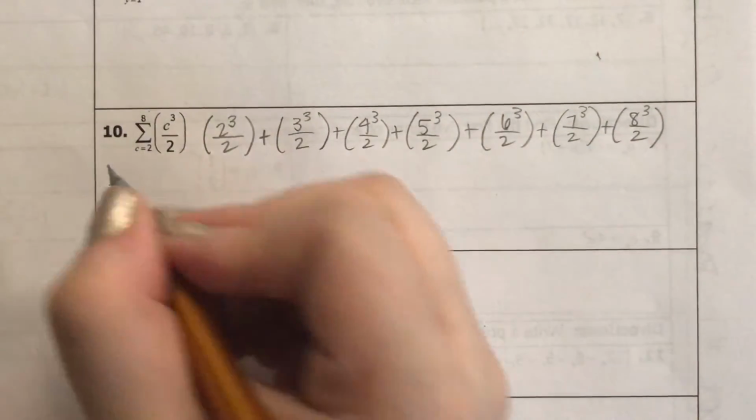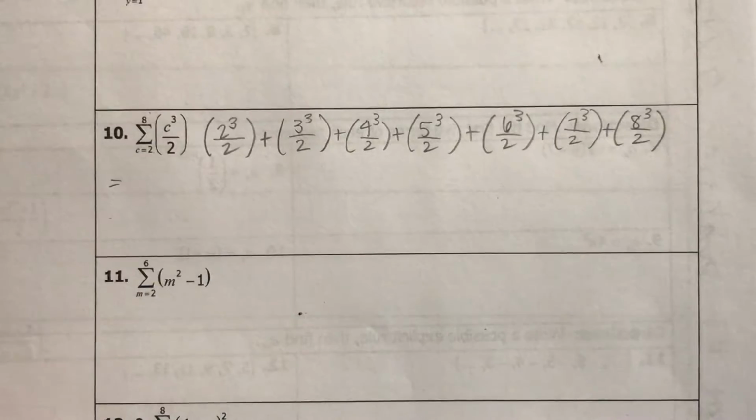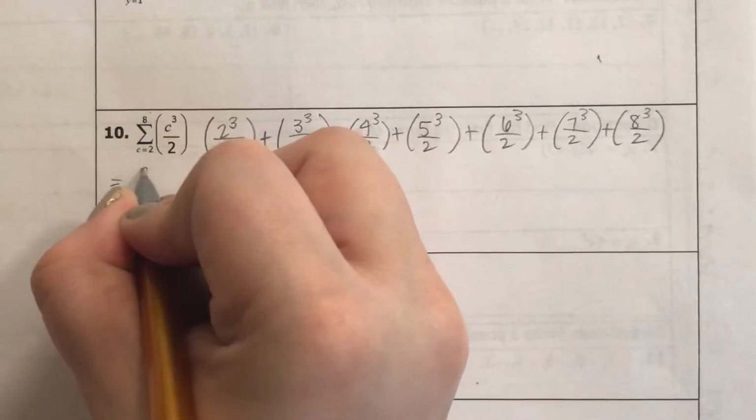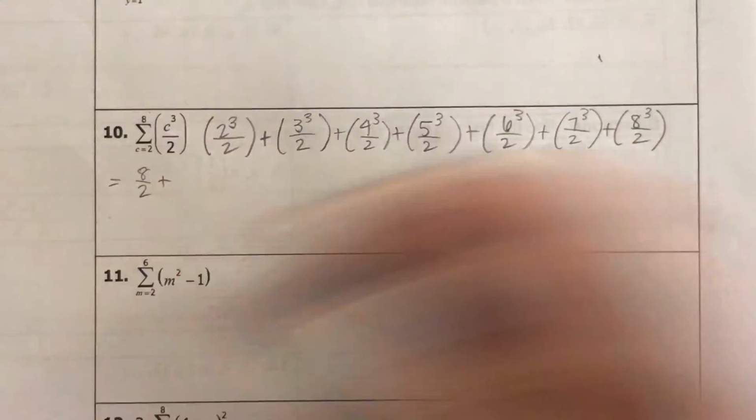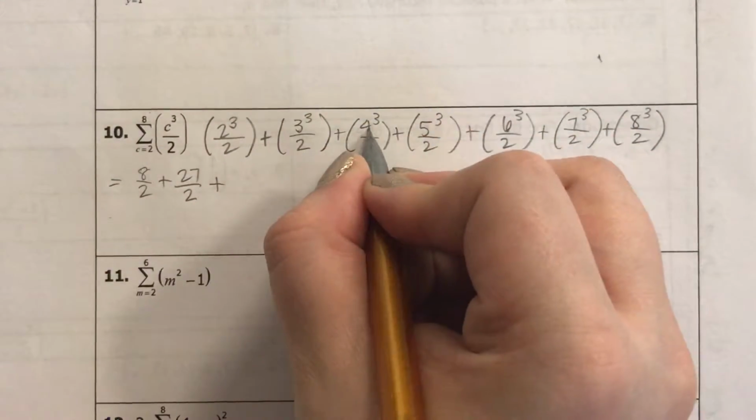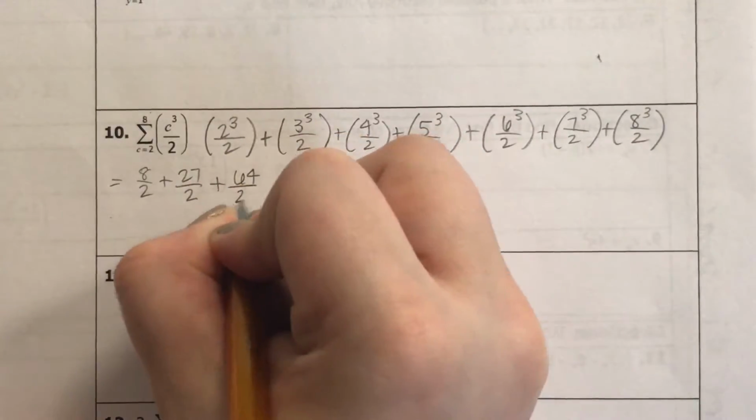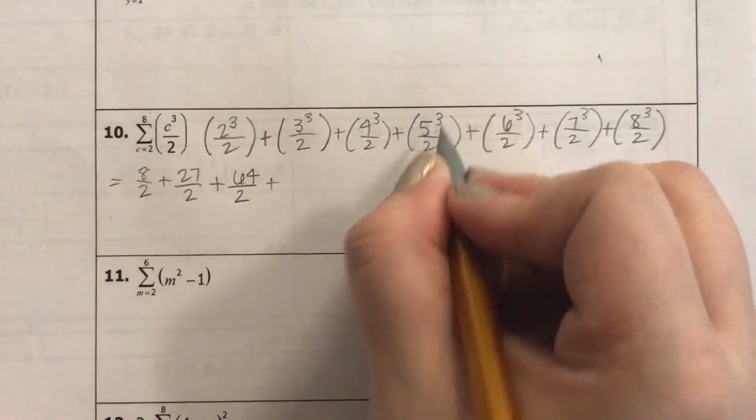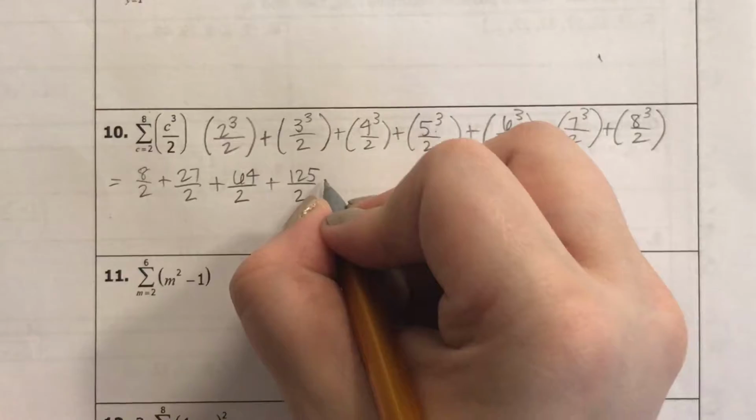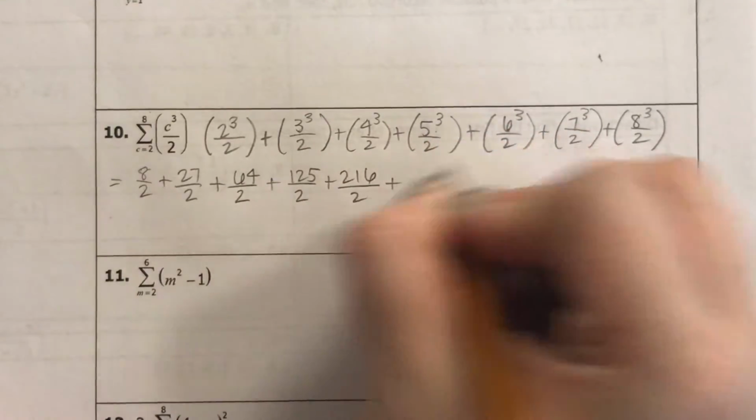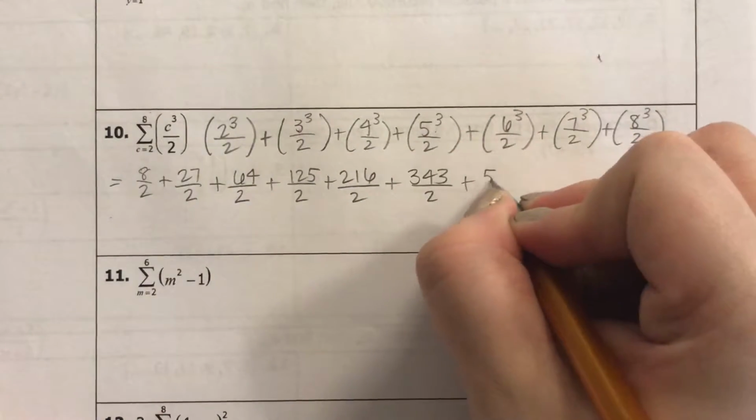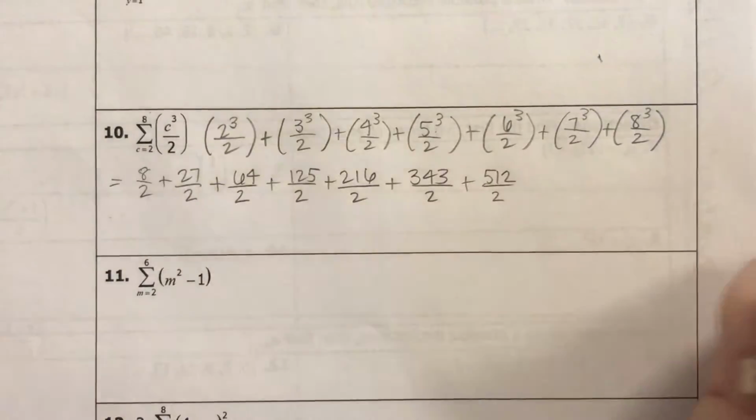Okay. Lucky for us, in my classroom, we have those trusty perfect cube posters, so you can just look at those and figure this out. 2 cubed is 8. So this is 8 over 2. 3 cubed is 27 over 2. 4 cubed is 64 over 2. 5 cubed is 125 over 2. 6 cubed is 216 over 2. 7 cubed is 343 over 2, and 8 cubed is 512 over 2.